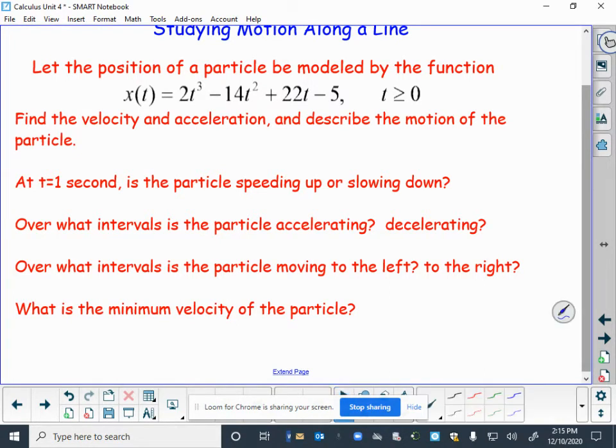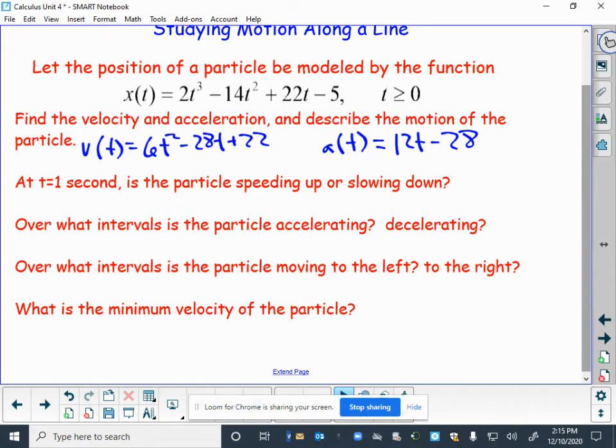Okay. Well, velocity would be the first derivative. So we can say the velocity is 6t squared minus 28t plus 22. The acceleration of the particle is the derivative of that, so that's a 12t minus 28.